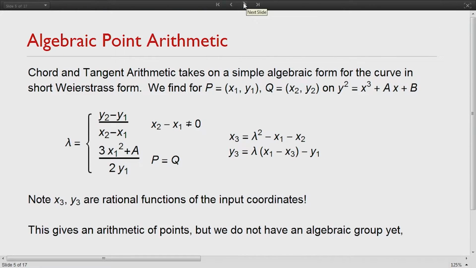Algebraically, that has a form where the slope lambda is either rise over run, a simple formula, or the implicit differentiation of the Weierstrass form will give you that. And then you can find the third point of intersection nicely without heavy algebra, the following way.